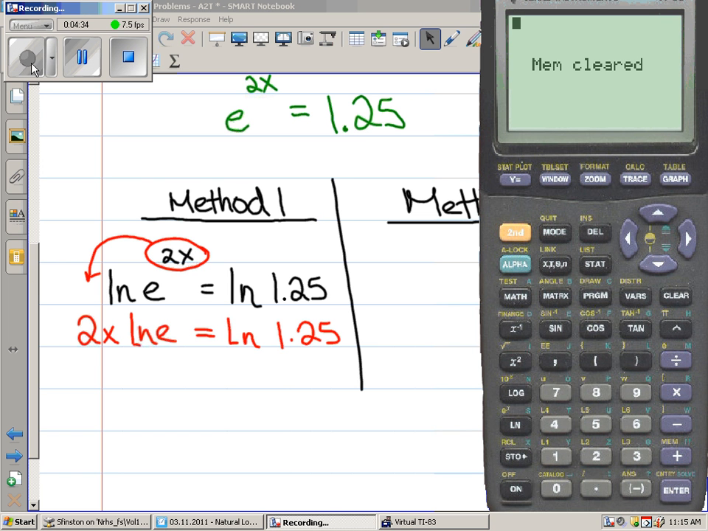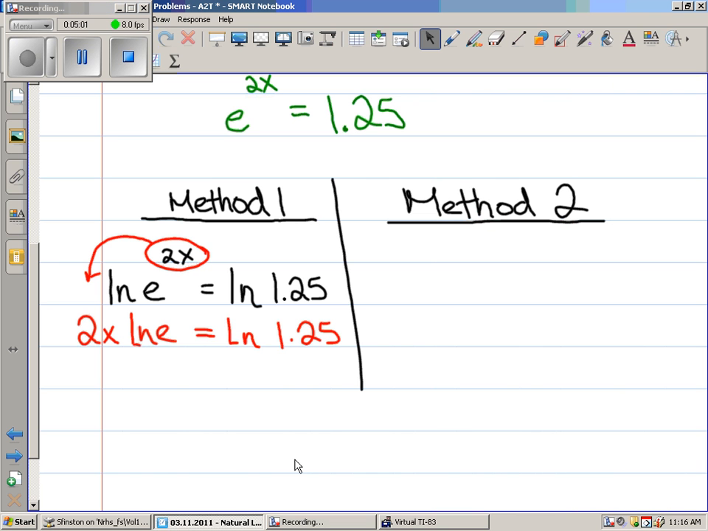So the reason you would choose to ln both sides is because the ln of the e, just by itself, not e raised to a power, is up over here next to the pi. Okay? So the ln of e is 1. So watch this. If the ln of e is 1, then the problem becomes ultra simple, and that's why you would go this route. Because if this is 1, then it turns out 2x is simply equal to the ln of 1.25.